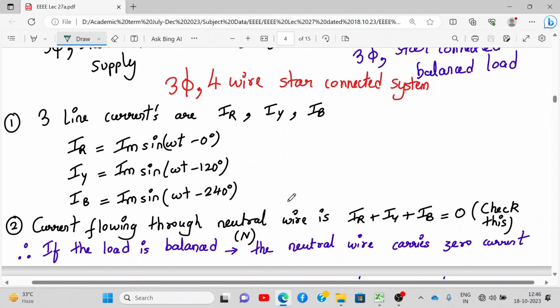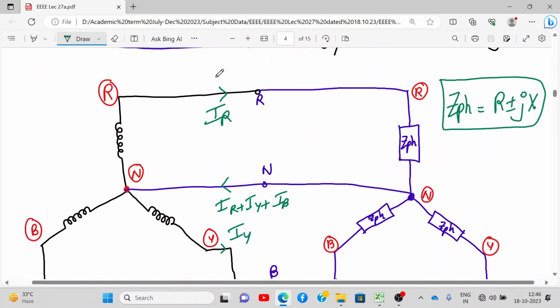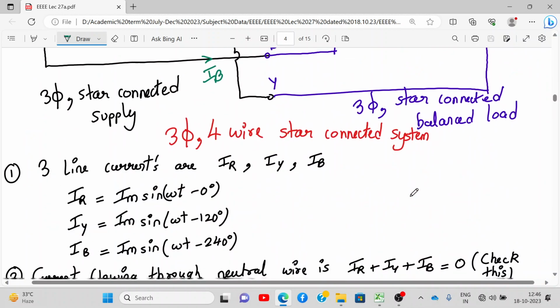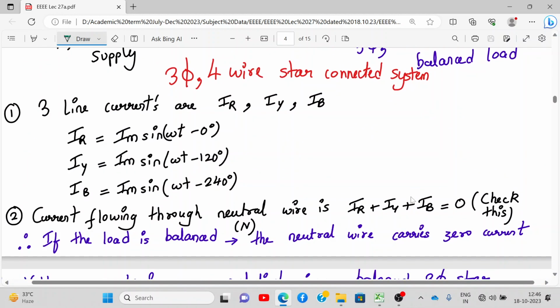You want to check this out, how it is so? All are moving out and all are entering the neutral terminal. So IR plus IY plus IB is equal to 0. Write it down somewhere. Current flowing to the neutral wire is 0. We say that the neutral wire doesn't give a shock because current doesn't flow in a neutral wire.